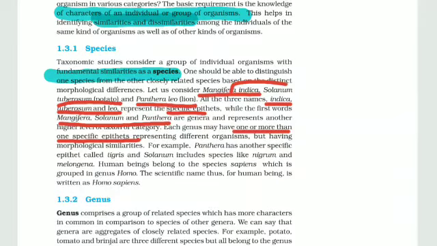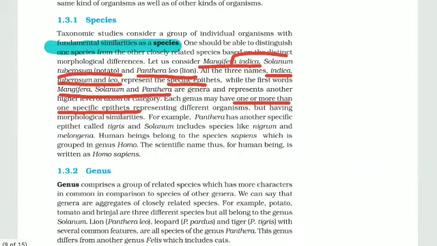So in Solanum you might have nigrum or melongena. Solanum nigrum and Solanum melongena. So Solanum is a genus, and nigrum and melongena are the species. So one genus may have more than one specific epithets. If you take the example of human beings, they belong to the species sapiens, which is grouped under the genus Homo. So the scientific name of human being is Homo sapiens. I hope you understood.